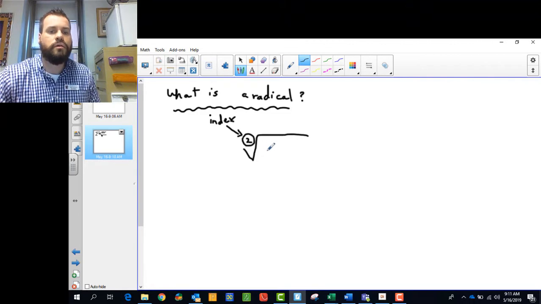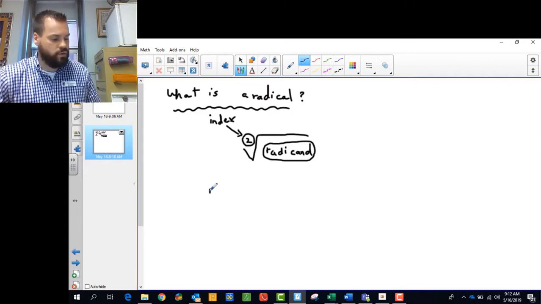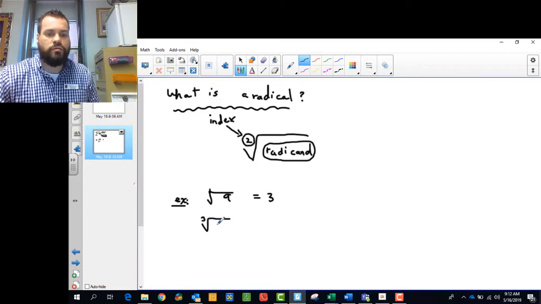And then in here is the radicand. Okay? And that is the thing you're actually taking the root of, whatever root it happens to be. So there's an index and there's a radicand. And so, for example, we'll do something that you guys are familiar with. What's the square root of 9? So we say, well, that's 3. That's an easy one. Okay, but you could have the cube root of 27. Okay, and then you have to know that that's 3, because 3 cubed is 27.